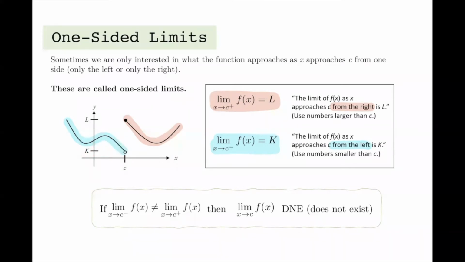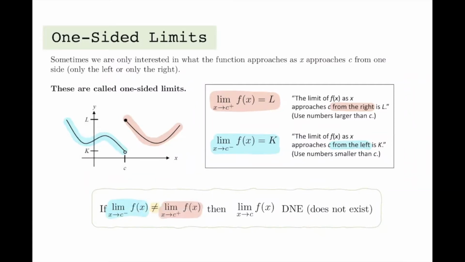Now, sometimes, in the case of this graphical example here, we see that from the right-hand side and from the left-hand side, there's a discrepancy in what the function is doing. We are approaching L from the right and k from the left. There is what we would call a jump in the graph here, or a disconnect, or, as we'll talk about later, a discontinuity.